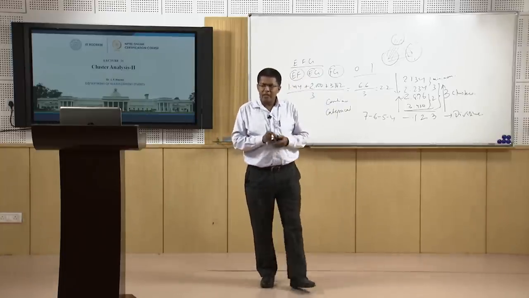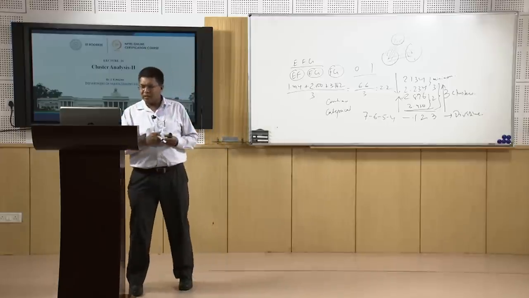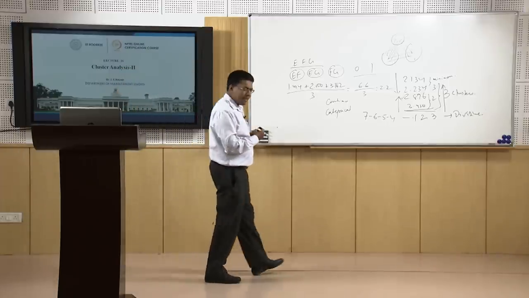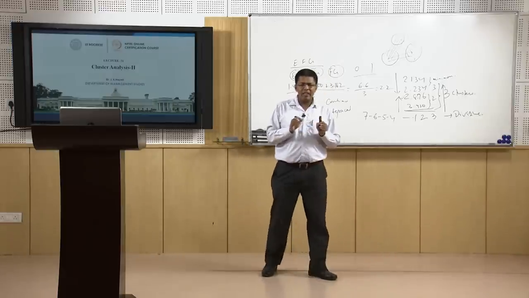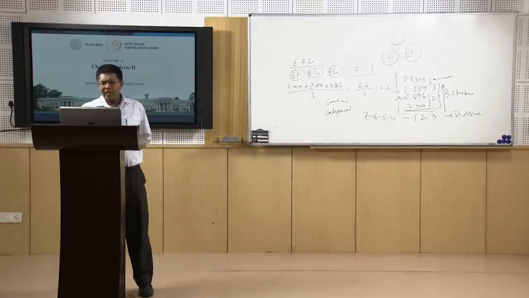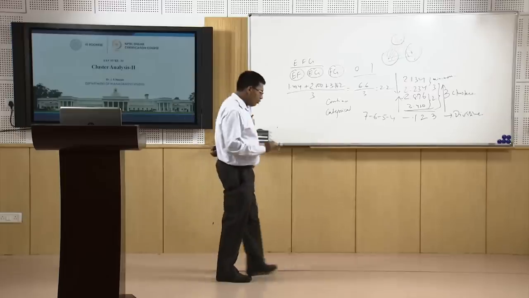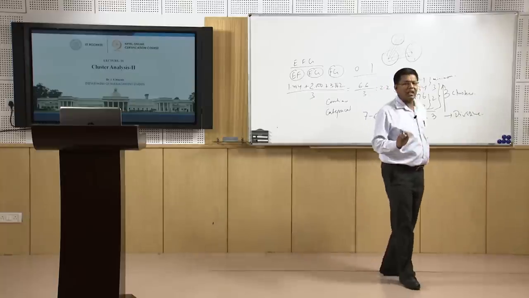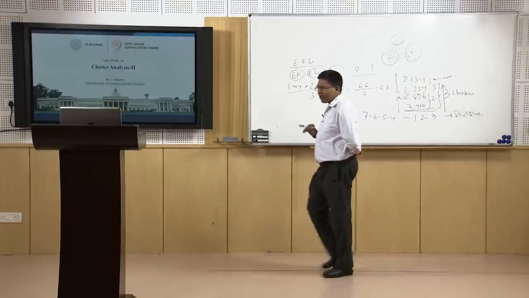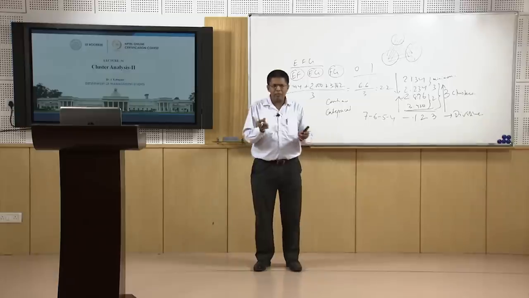In the non-hierarchical, the advantage is that you specify a cluster seed or a starting point, right? So once you have a starting point, then you can easily find out which clusters will fall into which groups. It does not involve the tree-like construction process like you saw in a dendrogram in hierarchical clustering. Instead, they assign the objects into clusters once the number of clusters is specified. That means you say, I will have 3 clusters, and then you see how the formation of these clusters will happen.